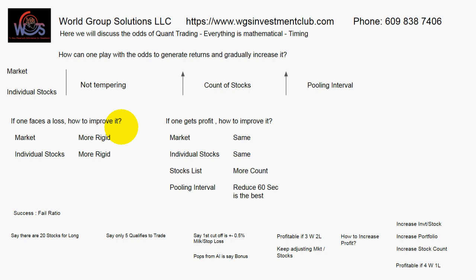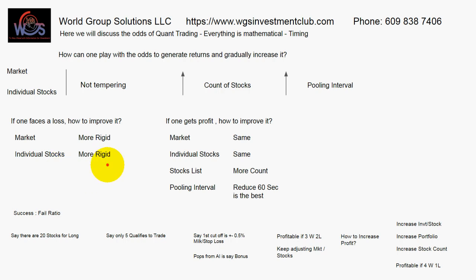That means you're telling the algorithm that if the market is not over 2%, I won't trade. So that means you're making the market rigid. So that will improve, of course. Your odds will reduce for any loss, which is improving on the individual stock.